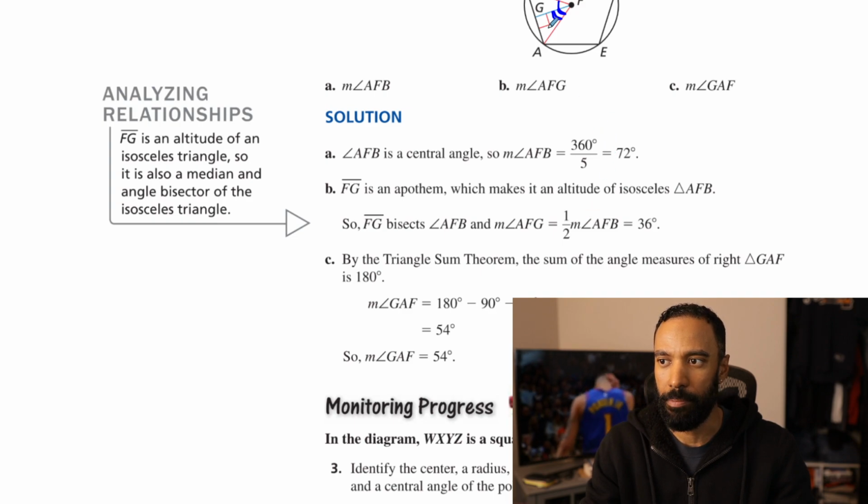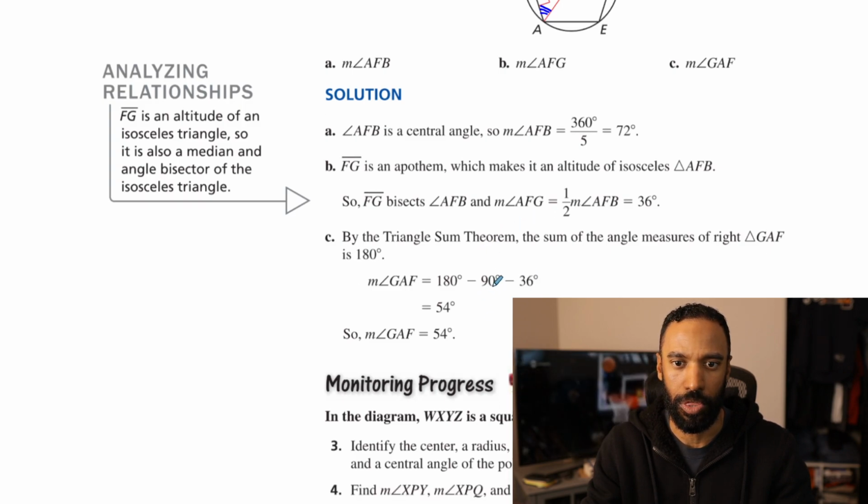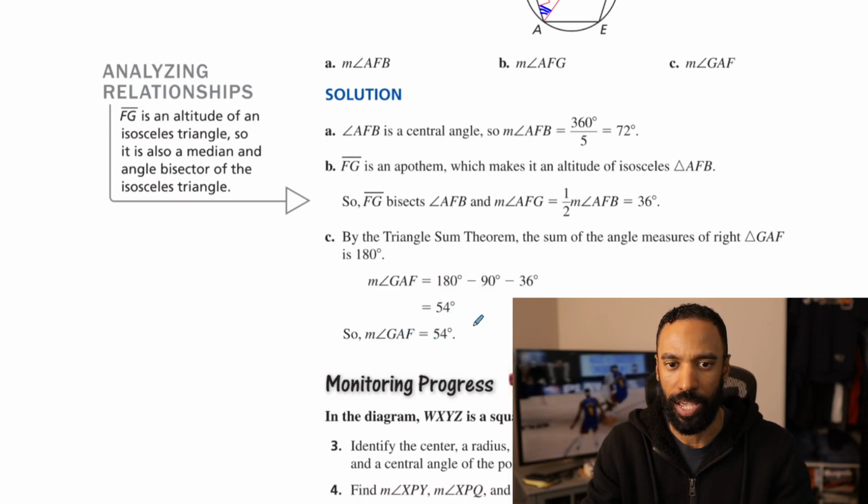And then by the triangle sum theorem, we have a 90-degree angle, and then this 36. 36 and this acute angle right here that we got to find, add to 90. So 90 minus 36 gives you 54. So the third one is 54 degrees, measure of angle GAF.